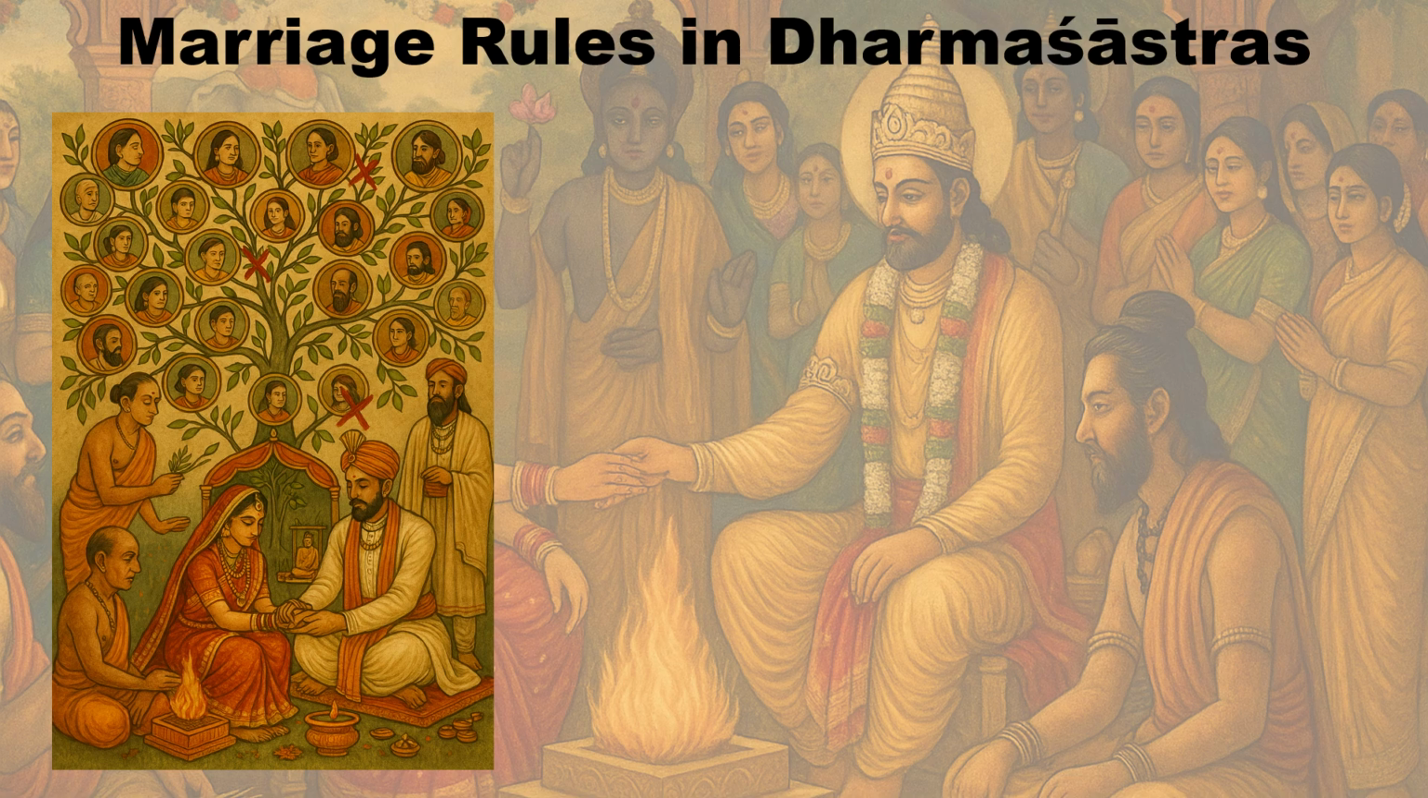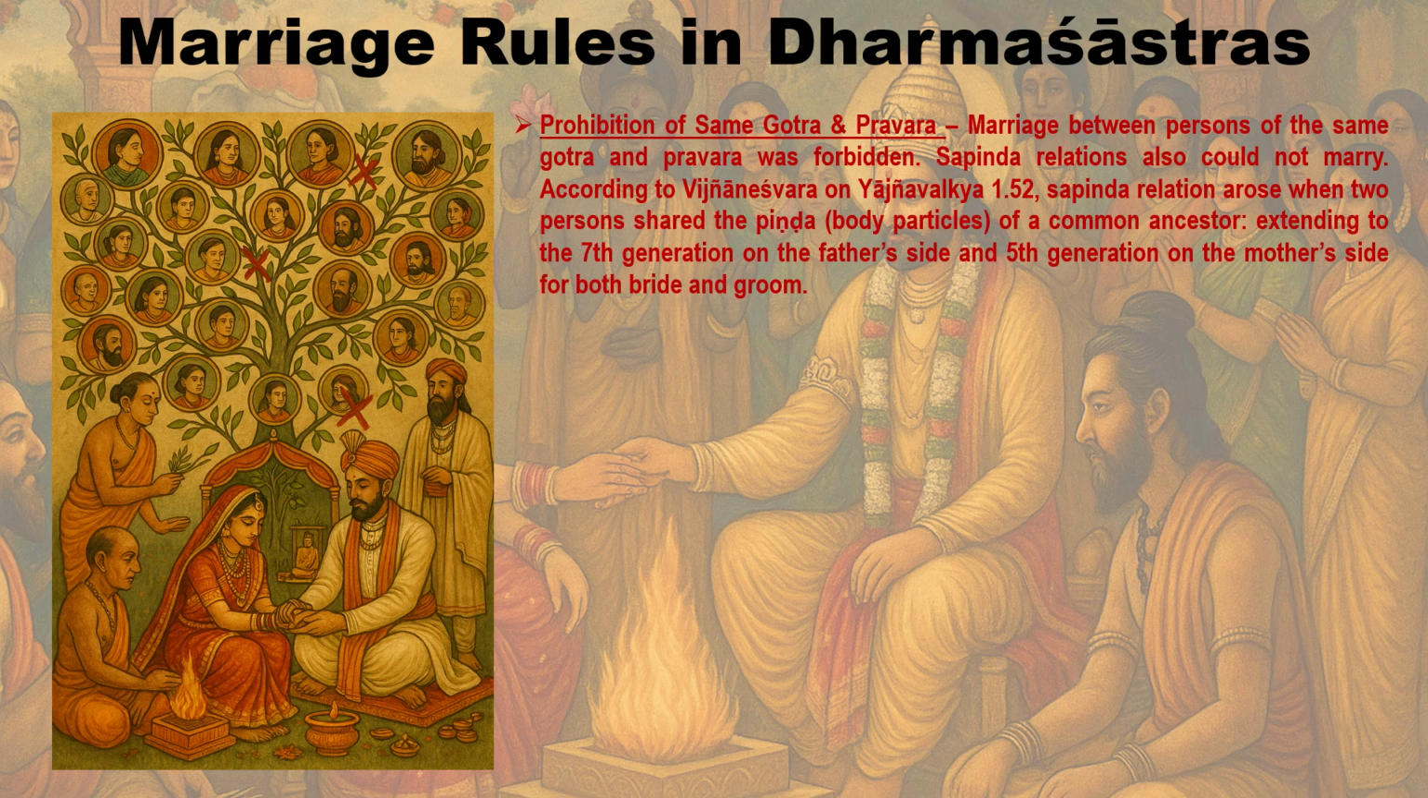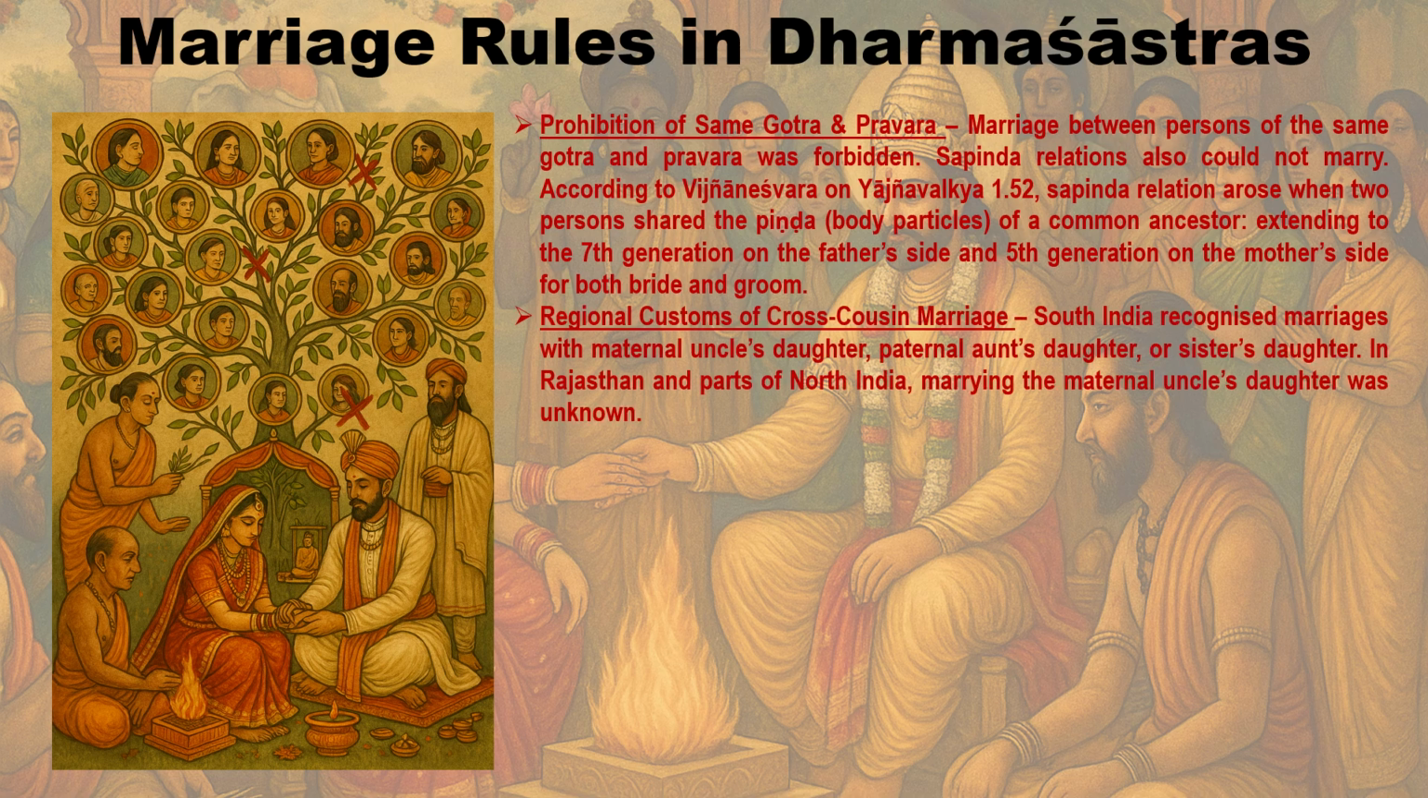Marriage rules in Dharmashastras. Marriage between persons of the same gotra and pravara was forbidden. Sapinda relations also could not marry. According to Vijnaneshwara and Yajnavalkya, sapinda relation arose when two persons shared the pinda body particles of a common ancestor, extending to the seventh generation on the father's side and fifth generation on mother's side for both bride and groom.